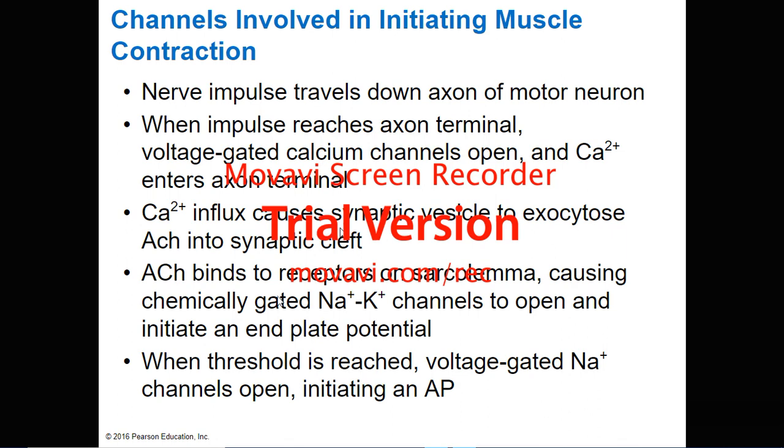Remember, action potentials are all or nothing. Once you reach threshold, the action potential is going to fire. If it doesn't reach threshold, the action potential does not fire. It's all or nothing.